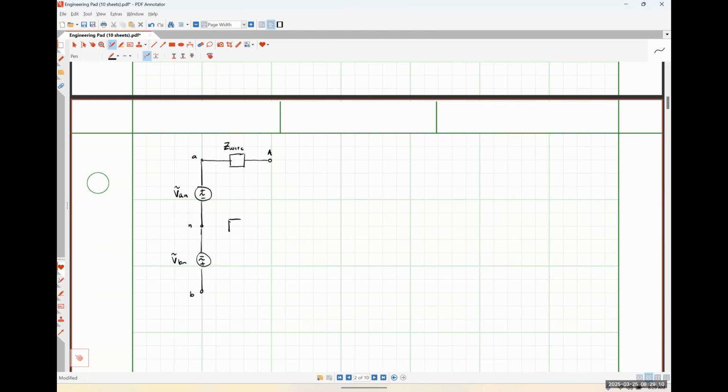Similarly, my neutral conductor, so my neutral wire, might have some impedance as well. So I'm going to call this Z neutral. And down here, I'm going to have another Z wire impedance, like so.